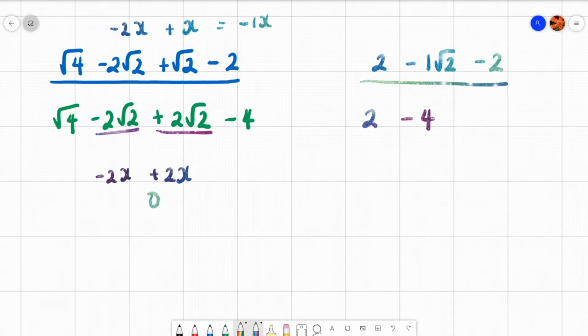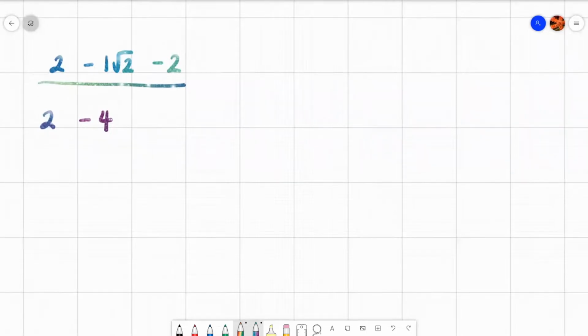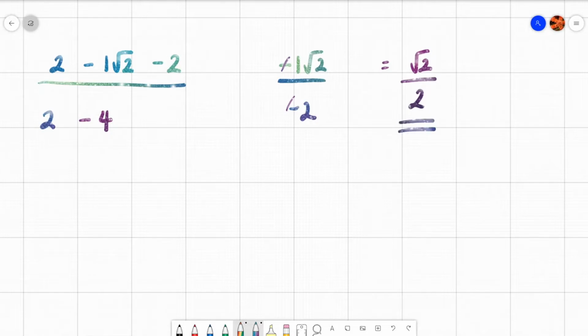Okay, so then here, if we move on, we've got whole numbers. We've got 2 take away 2, which is nothing, so we're just left with -1 root 2, and 2 take away 4 is -2. Okay, and that is our answer. However, we can do something. The 2 minuses cancel each other out, so we end up with root 2 over 2. I could put the 1 in front, but we don't need to do that, so that is our answer.